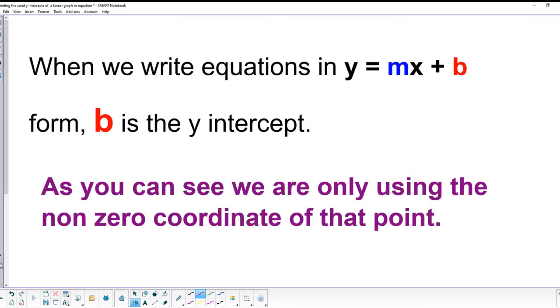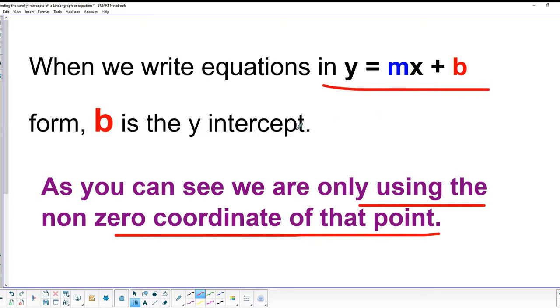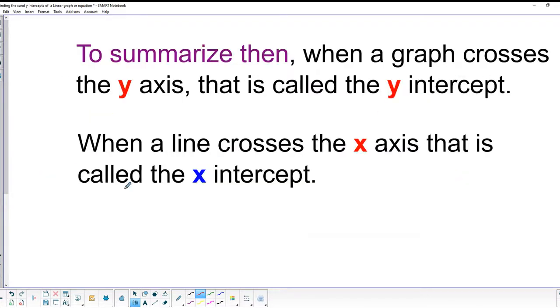Okay, when we write the equation in y equals mx plus b form, b is the y-intercept. As you can see, as we mentioned just a few moments ago, we're only using the non-zero coordinate of that point when we use this format. So I want to keep that straight in your minds.